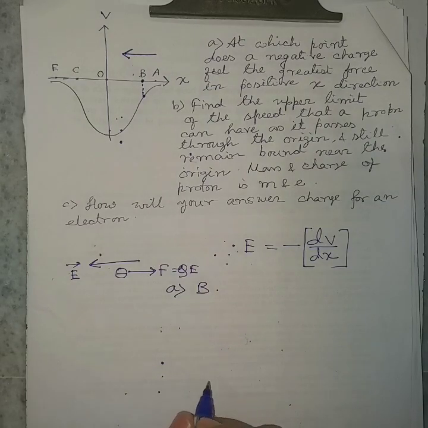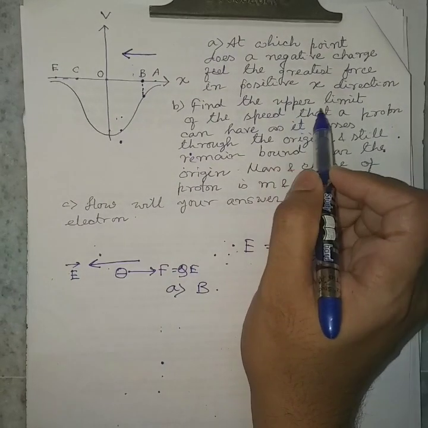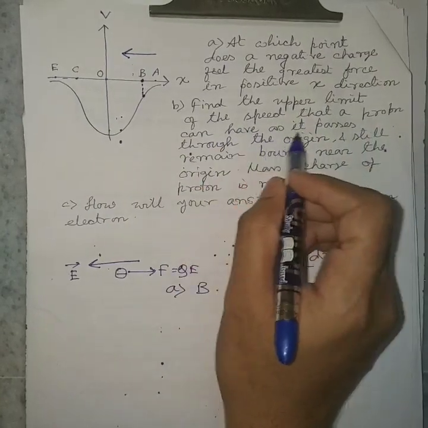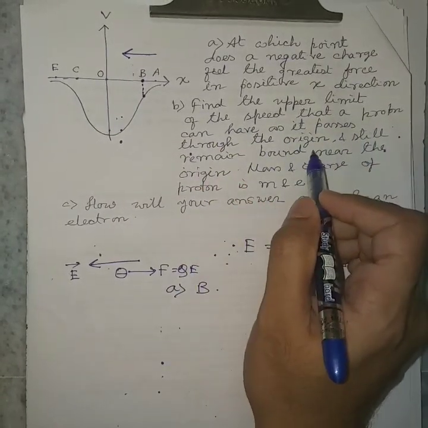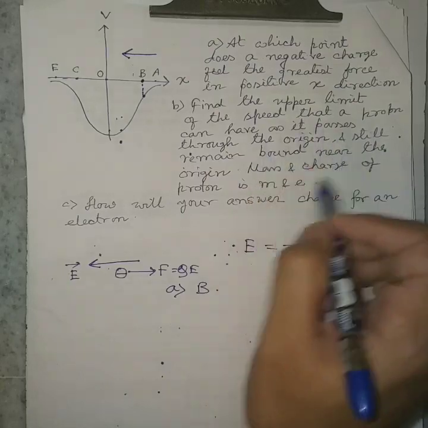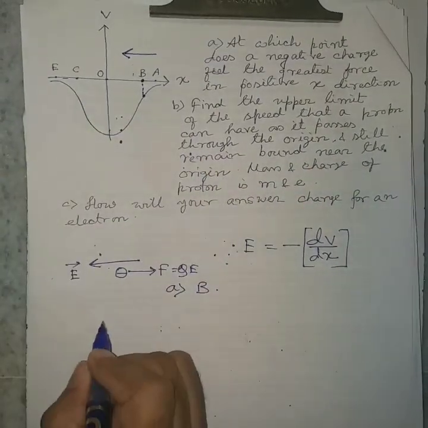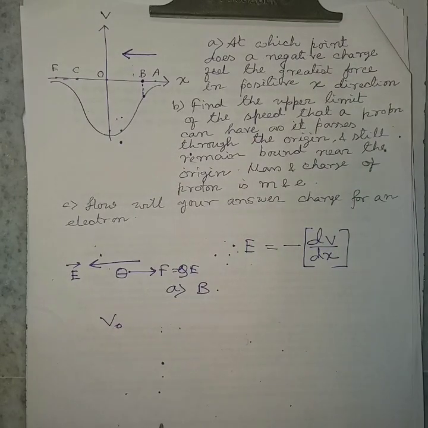Now concentrate on the second part. Find the upper limit of the speed that a proton can have as it passes through the origin and still remain bound near the origin. Now a proton is released here with a speed v0, suppose.